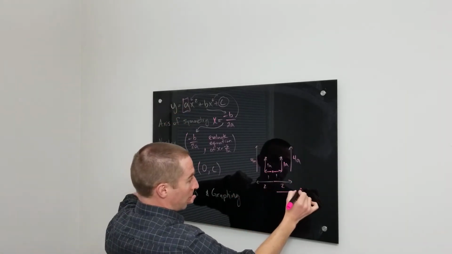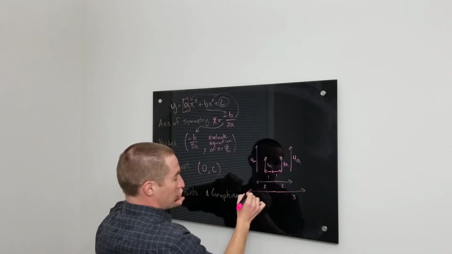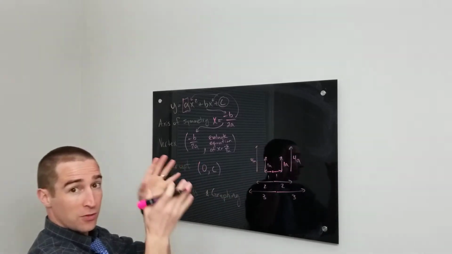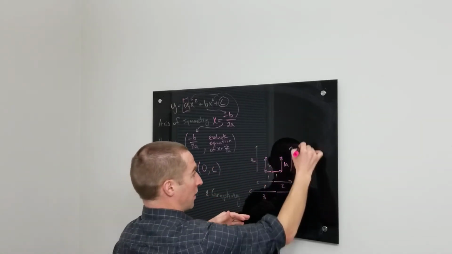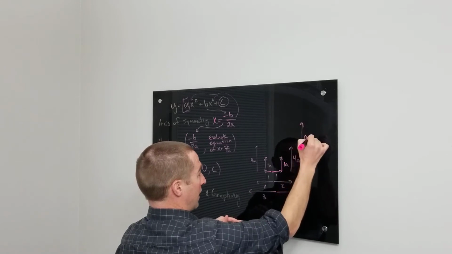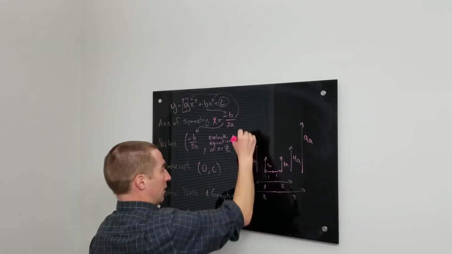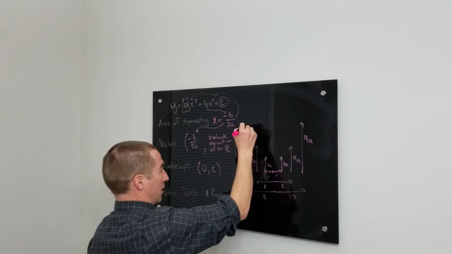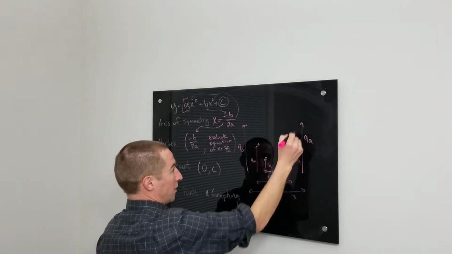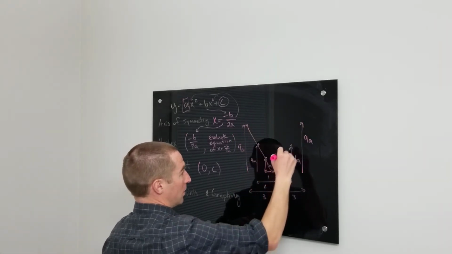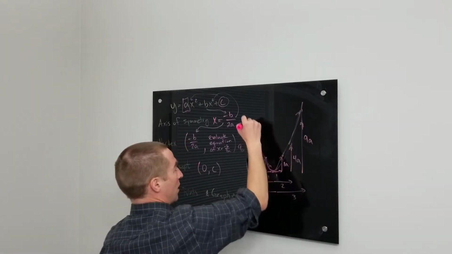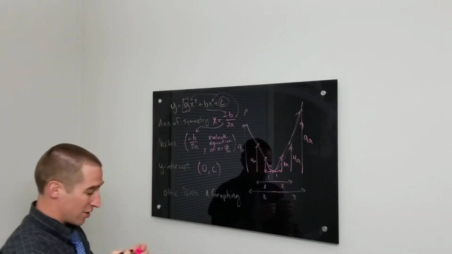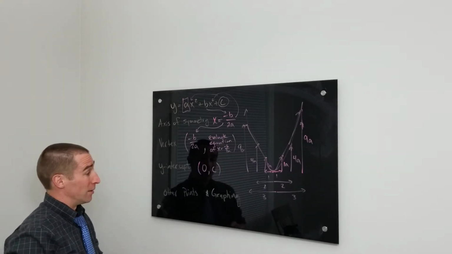And then you're going to go 3 to the right, or 3 to the left. Remember this is still from the vertex, so it'd be like 1, 2, 3. And then you're going to go up 9a on each side. So you'll get a parabola. It shouldn't look like a V. It should look like a U shape. That's just a general idea there.